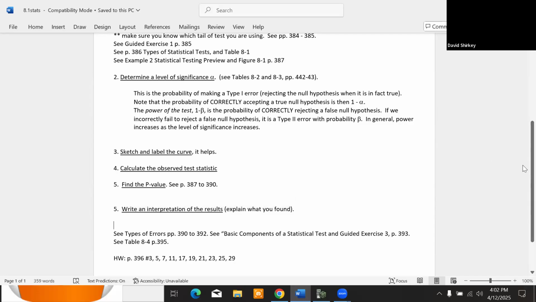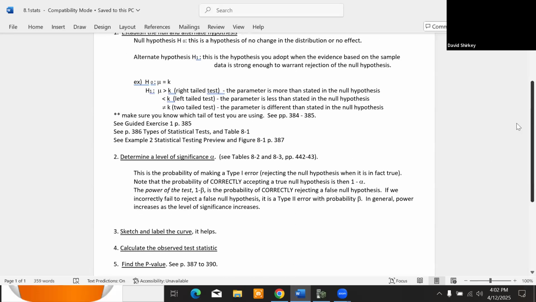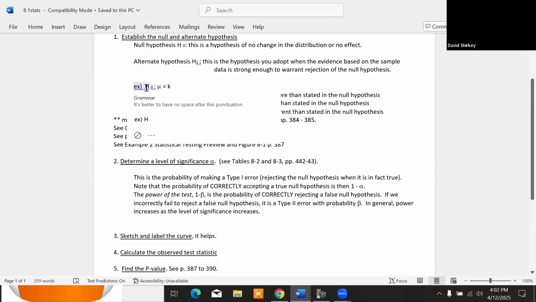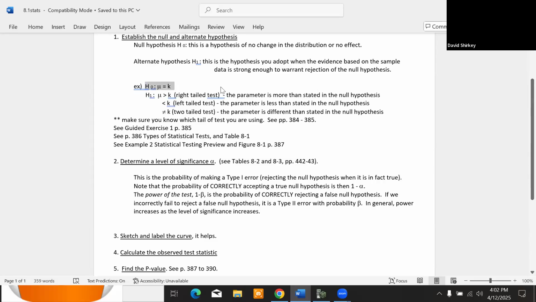Now, if you don't have enough sufficient evidence to say that mu is greater than k or less than k or not equal to k, then we don't say you accept the null hypothesis. We say you fail to reject the null hypothesis, just so you know.